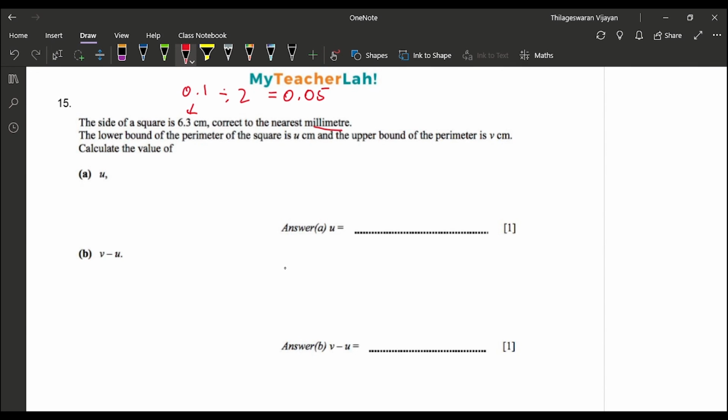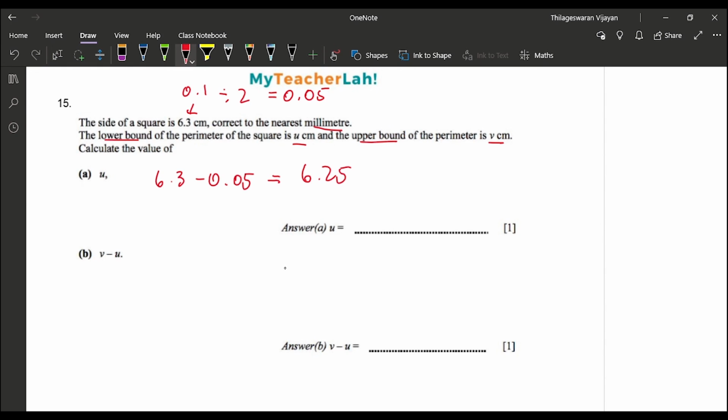Okay, now let's proceed. The lower bound of the perimeter is given as u, and upper bound is given as v. Calculate the value of u, which basically just means it's a fancy way of saying lower bound in this case. So let's just get the lower bound. You get 6.3 minus 0.05, which gives me, let me see, 6.3 minus 0.05, what do I get? Okay, all right, I got it, 6.25.